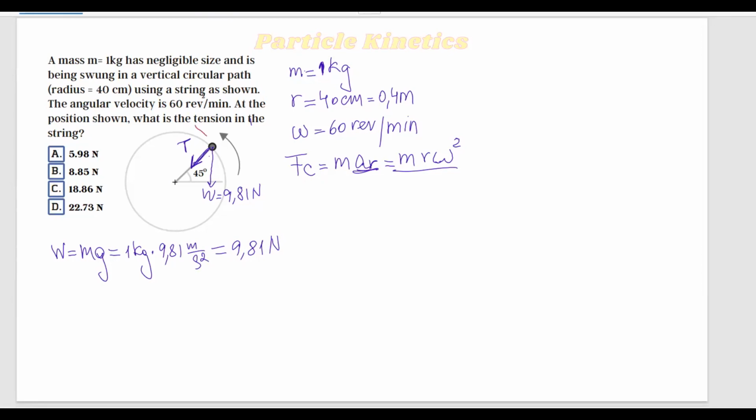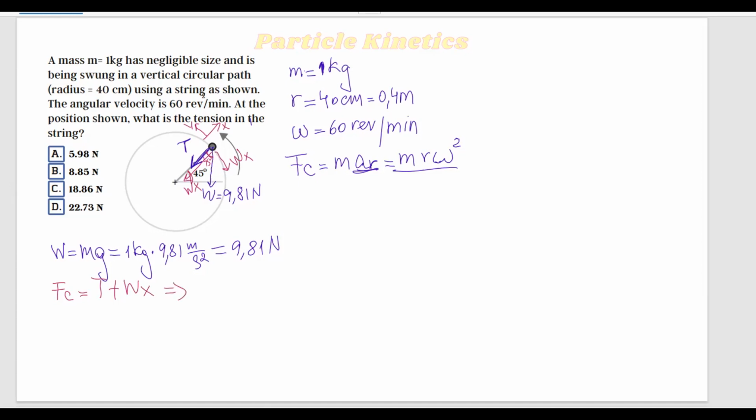Perfect. I'm going to choose the coordinate system. This is going to be X and this is going to be Y. So this is going to be WY and this is going to be WX. And this angle is 45 degrees. This is going to be an isosceles triangle, so this is also going to be a 45 degree angle. So now we can say, based on this, that FC, centripetal force, is going to be equal to the tension in the string plus WX.